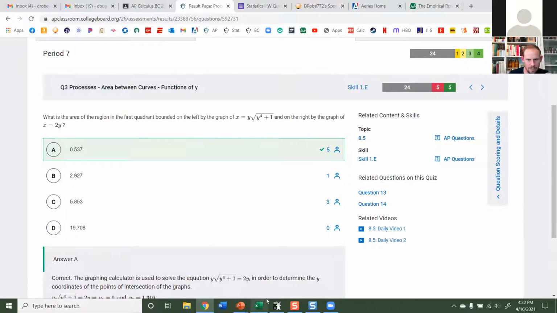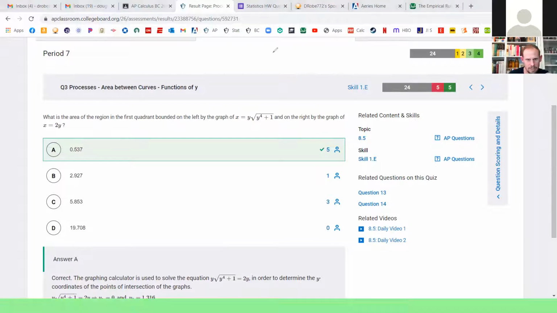So yeah, the first thing you're going to need to do is find, and this one's a good bit of work, find where these two functions equal each other to figure out where they cross. 2y is this guy, equals y times the square root of y to the 4th plus 1. All right, you can do this on your calculator, and you probably should, and we get y equals 0 as one answer, and we get y equals 1.316 as the other answer.